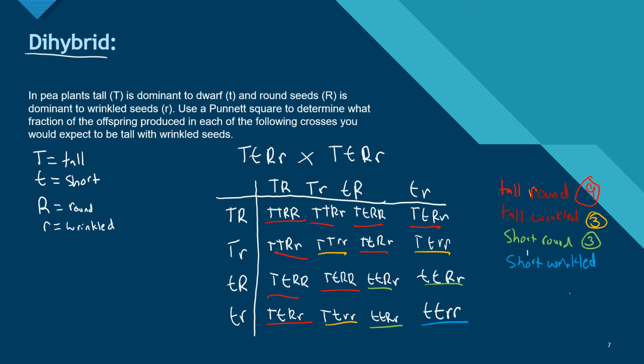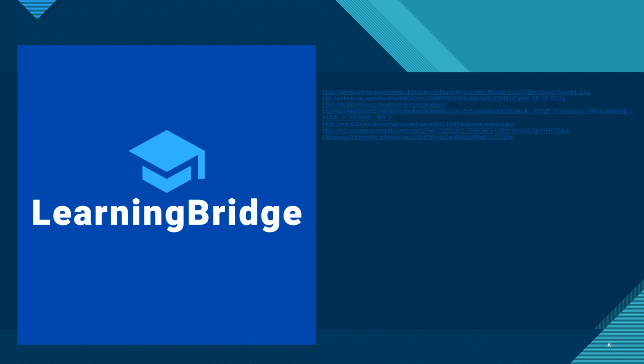Then I count 1. So our phenotypic ratio is going to be 9 to 3 to 3 to 1. And you will never have to do that long chart again because every single dihybrid problem will give you a phenotypic ratio of 9, 3, 3, 1. And that's all for Punnett squares.